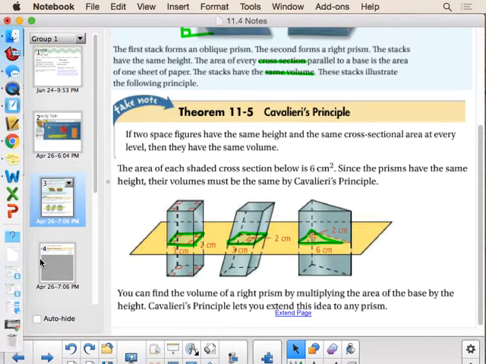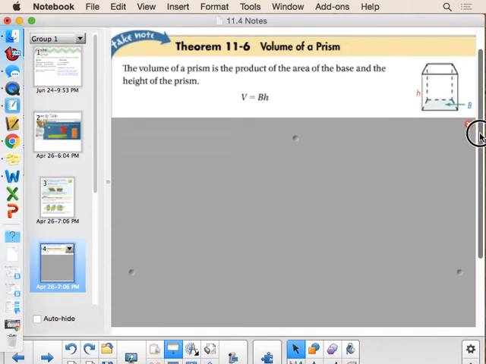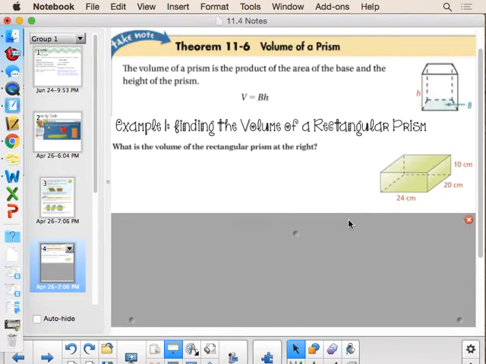Alright, so my big idea, I need to know how to find the volume of a prism. As we've talked about, it is just the idea that you find the area of the base and multiply it by the height. So here's our first example. We are going to find the volume of the rectangular prism here. Let me write my formula out. Volume equals base times height. Please remember the base is dependent upon what shape you are dealing with.